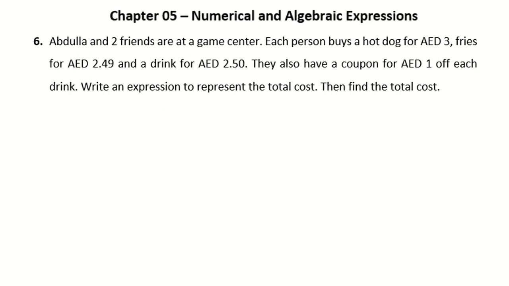Okay. Now next is this question. Abdullah and two friends are at the game center. Okay. Abdullah and two friends. So how many total persons? 3 persons are there. Okay. Are at a game center. Each person buys a hot dog for 3 dirham, fries for 2.49 dirham and a drink for 2.50 dirham. They also have a coupon for AED 1 off. Off means discount. Each drink. Write an expression to represent the total cost, then find the cost.